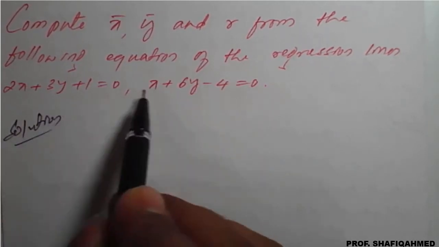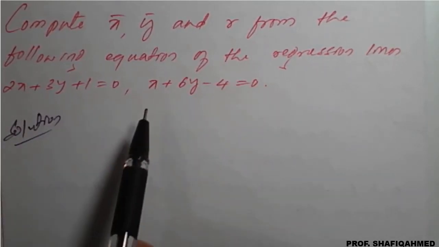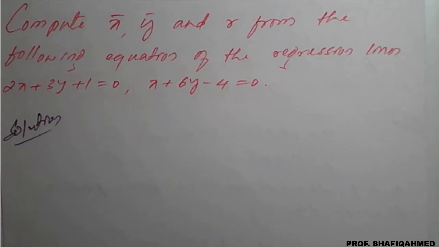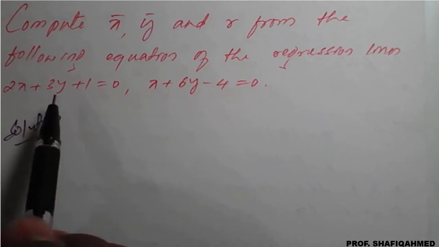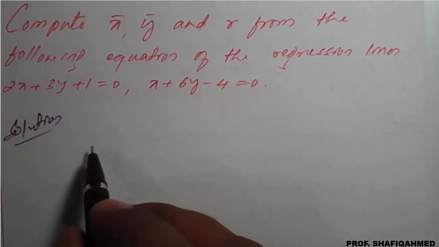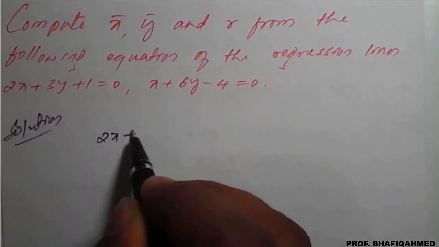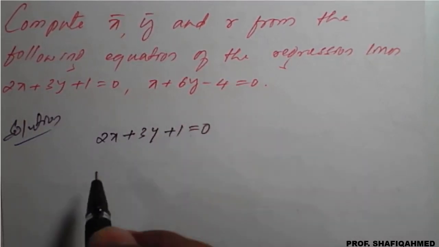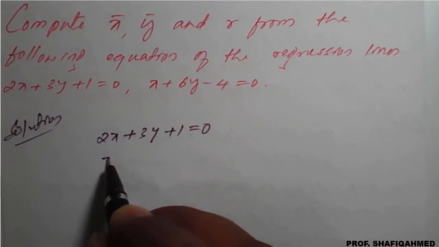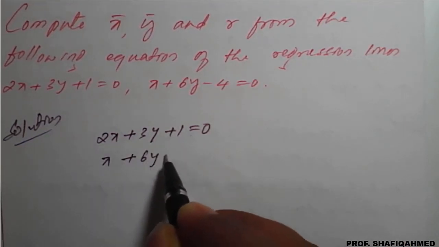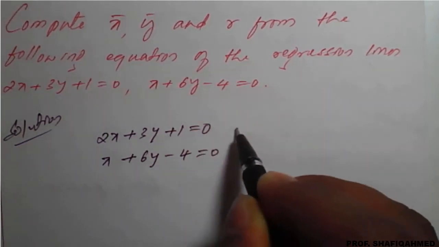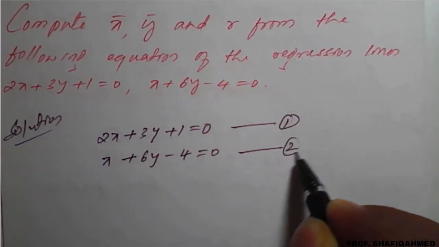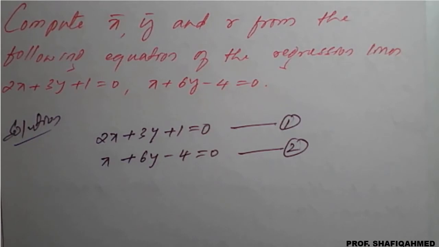The given two regression lines are not in a proper form, meaning one regression line we want as y on x and another as x on y. So first, the given regression lines we'll write as they are: 2x plus 3y plus 1 equal to 0, as given in the question, and similarly the second regression line, x plus 6y minus 4 equal to 0. I will give equation number 1 for this, and the next equation number 2. So the given equations I have taken as they are.